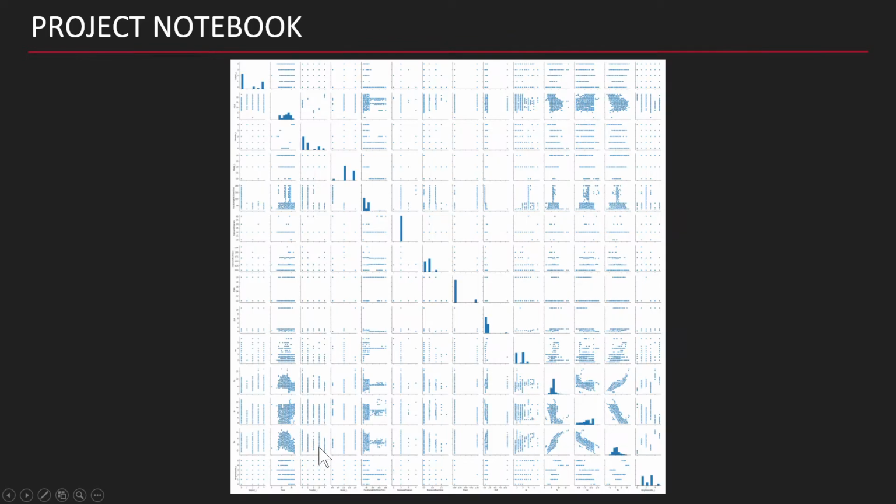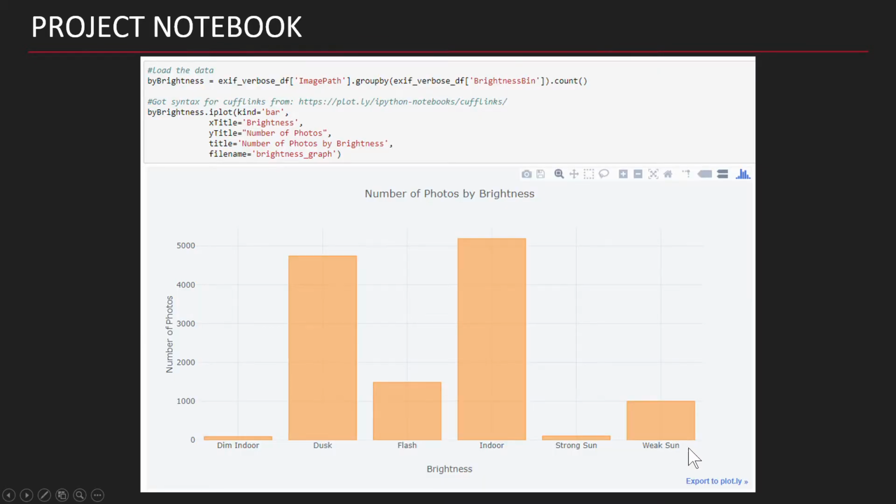Here's the description. This is a Seaborn plot. No real takeaways, but it's good to visualize the data. I made many of these graphs. This one is related to brightness, but there are many more in the notebook.